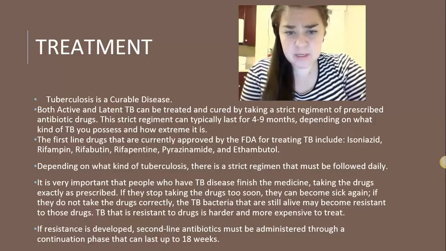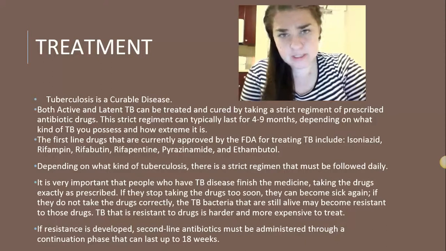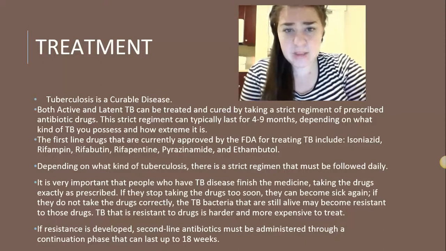There are many factors that determine what regimen is best for each person, for example, age would be a big one, and whether other diseases are currently present in the body. These regimens will be discussed in the next few slides. However, as a note, it is very important that people who have tuberculosis finish the medicine, taking the drugs exactly as prescribed by the doctor.